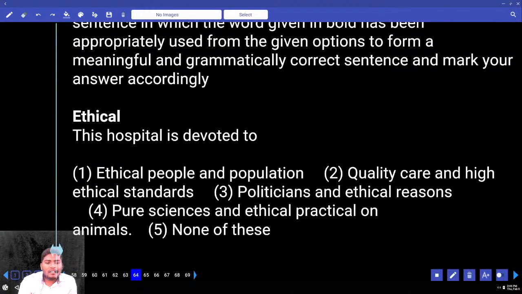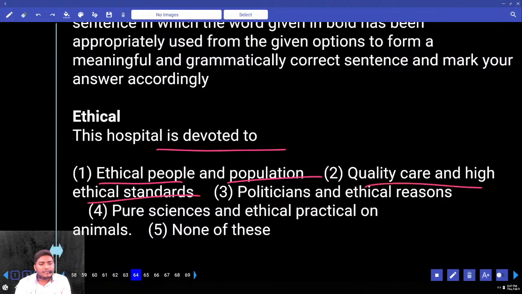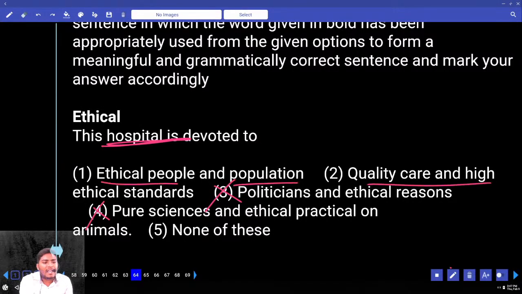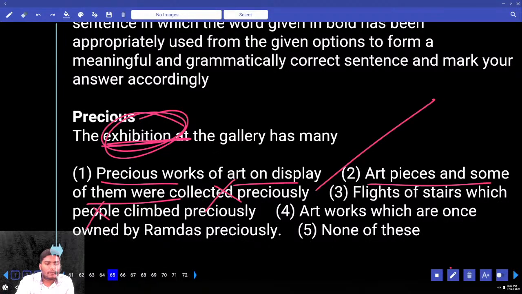Now the hospital is devoted to, tell me the answer. Ethical people and population, quality care and high ethical standards; politicians and ethical reasons; pure sciences and ethical practical on animals. Tell me your answer. We are speaking about a hospital. Which one is the correct combination? Politicians? No. Pure sciences and all? Not possible. Ethical people and population, quality care and high ethical standards. We are speaking about the qualities of a hospital. Which one can be used here? Second one.